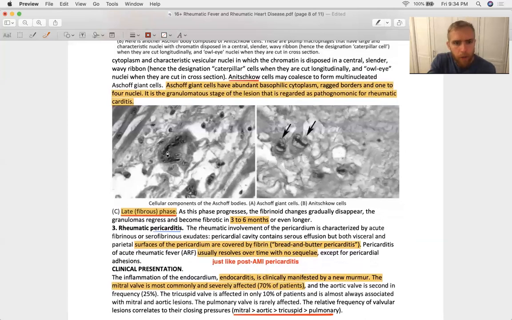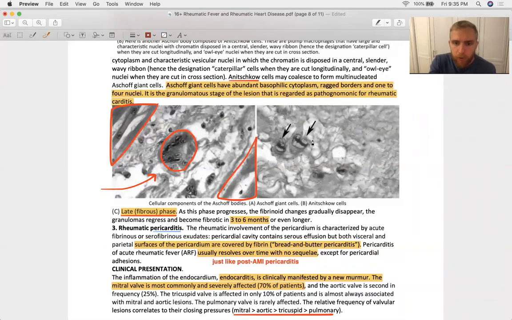Taking another look here on the left, you can tell you've got an Aschoff giant cell. You can tell that at the margins of this frame, in the upper left and lower right corners, you see cardiac muscle. So you know that this giant cell is situated in between bands of cardiac muscle, and that's what lets you say rheumatic.